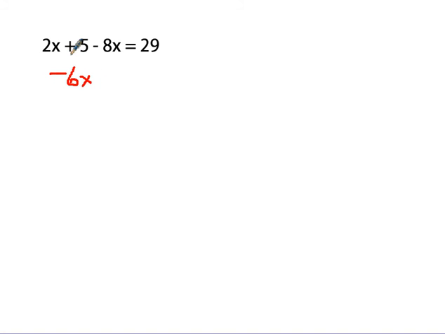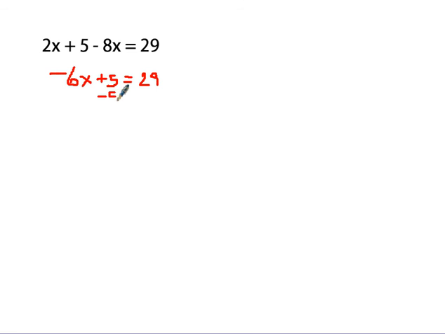This 5 is not a like term, so I can't add it yet. So I just write it on, is equal to 29. Now I have negative 6x plus 5 is equal to 29. This is a relatively easy equation to solve. This is a two-step equation.